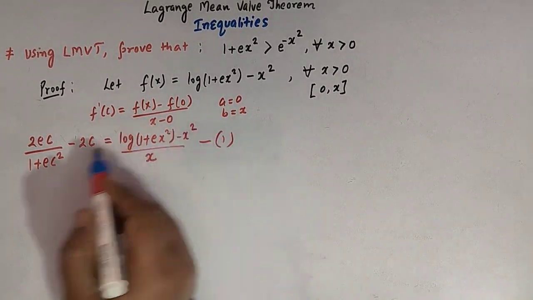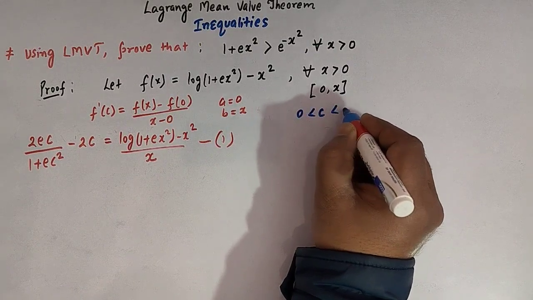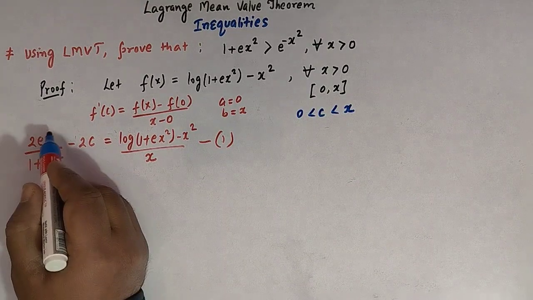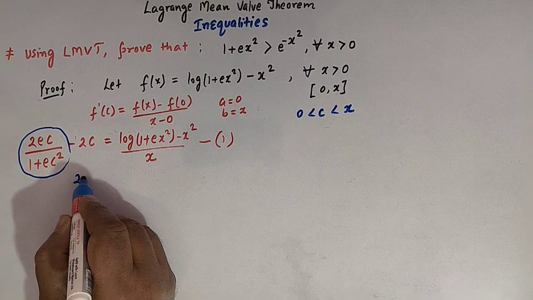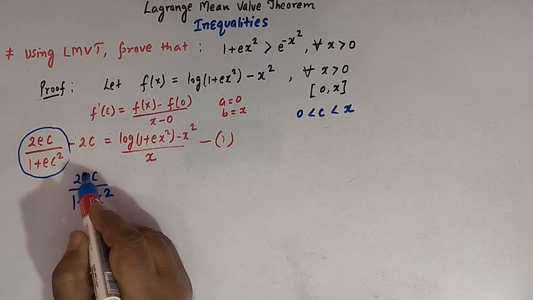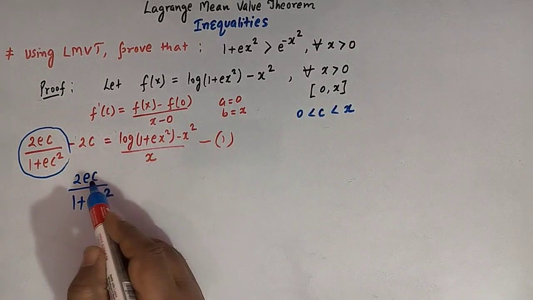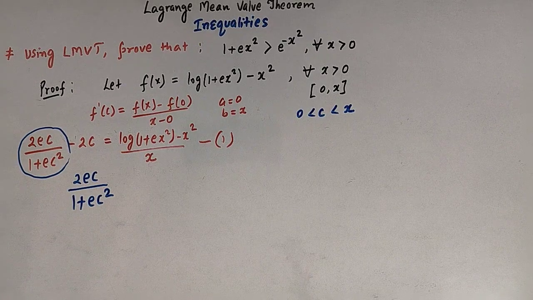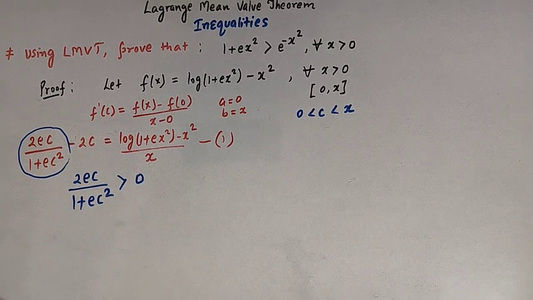So now here this point c is greater than 0, but it is less than x, right? So c lies between 0 and x. Now let us first consider this term. See, here we have 2 times e^c divided by 1 plus e^c squared. Now e is the exponential number, which is a positive quantity. c is also a positive quantity, and 1 plus e^c squared is also a positive quantity, right? So overall this quantity is greater than 0.